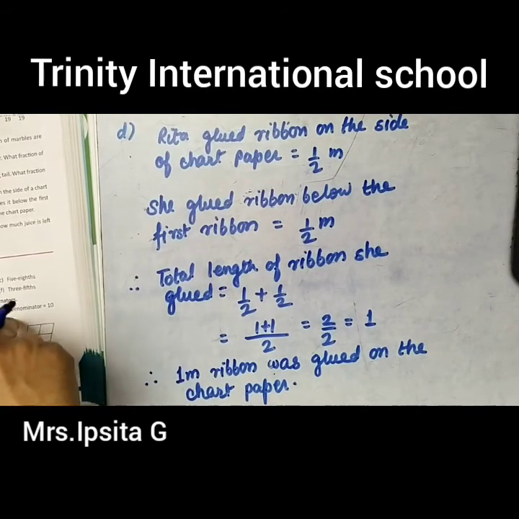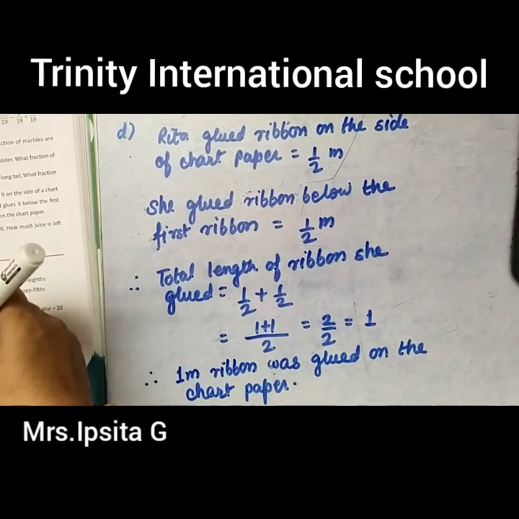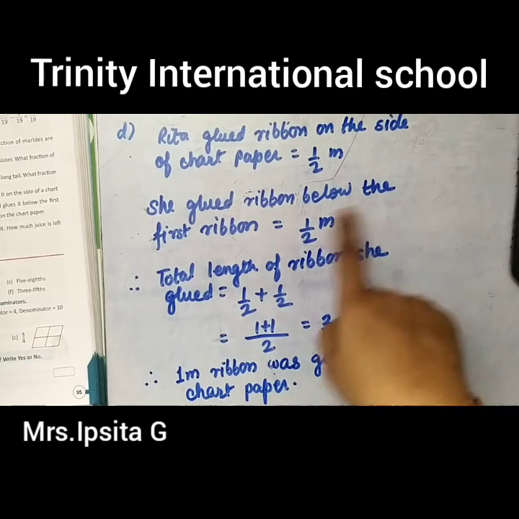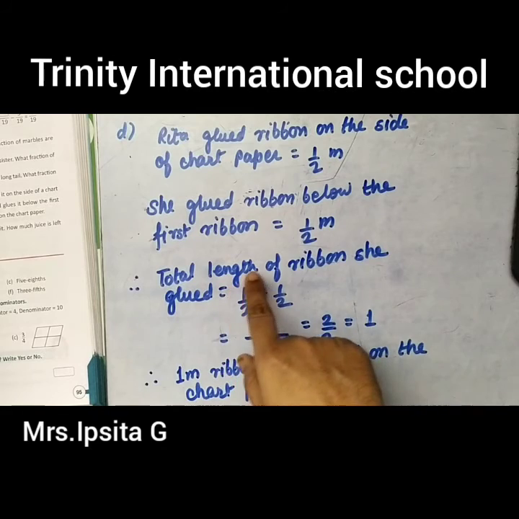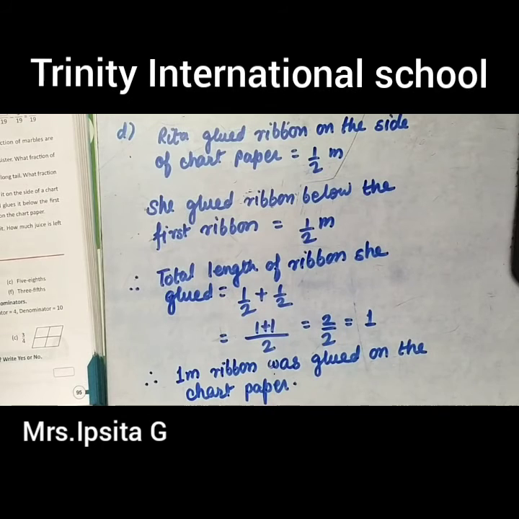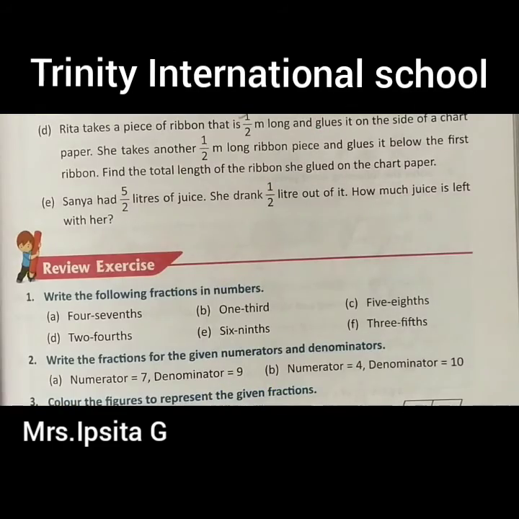So just see how we have solved this word problem. So here Rita glued ribbon on the side of chart paper, 1/2 meter. She glued ribbon below the first ribbon, 1/2 meter. Total length of ribbon, you have to add these two. So we have added up the two fractions, 1/2 plus 1/2. So here you can see the common denominator, then 1 plus 1, and that is giving you 1. So therefore 1 meter ribbon was glued on the chart paper. Okay, so this is how you have to write the statements and you have to solve the word problem on fraction. Now let us go for E.